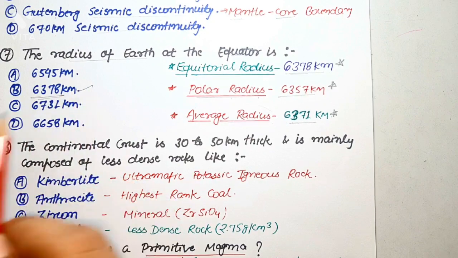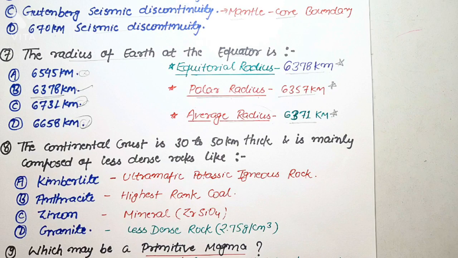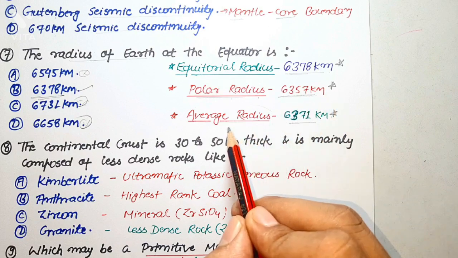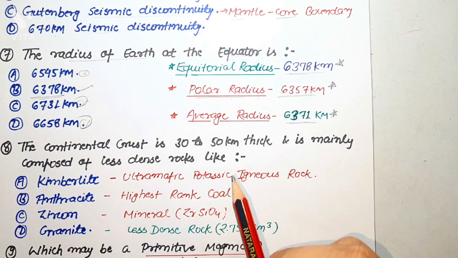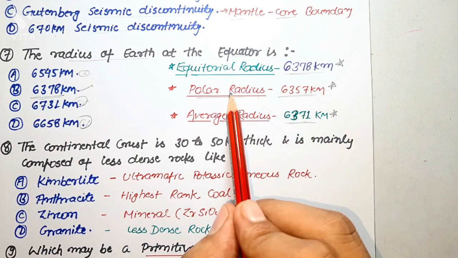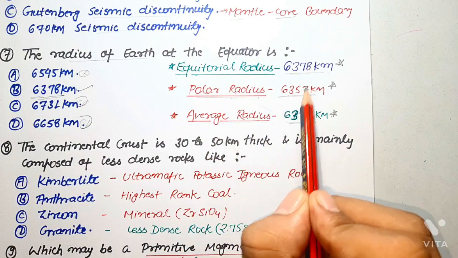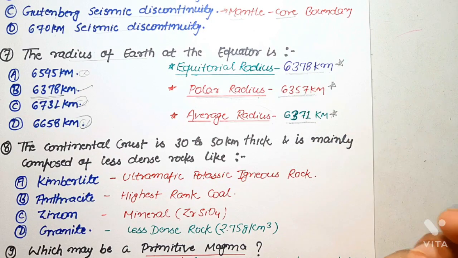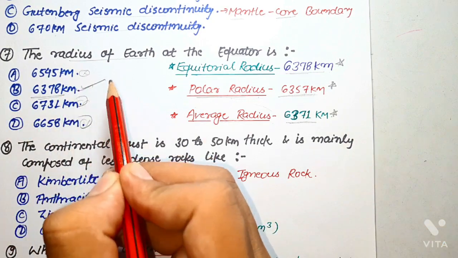6378 kilometers. Other options are out of the box. If the question were asking about the polar radius, then the answer would be 6357 kilometers, and the average radius of the earth is 6371 kilometers. If you see, the difference between equatorial radius and polar radius of earth is approximately 21 to 22 kilometers. So as far as the radius of earth at the equator is concerned, the correct answer is 6378 kilometers.